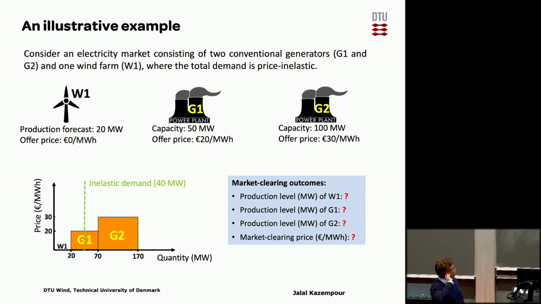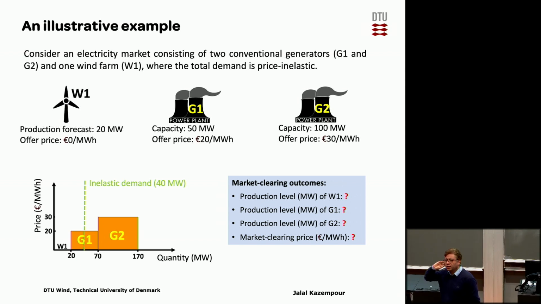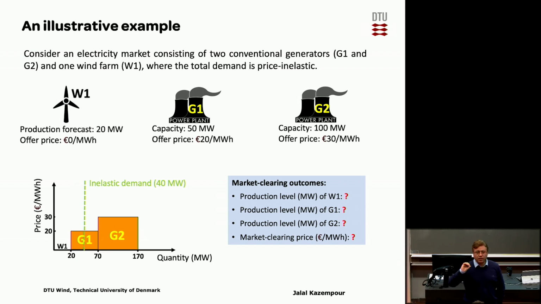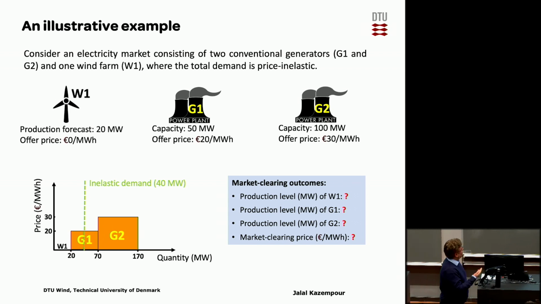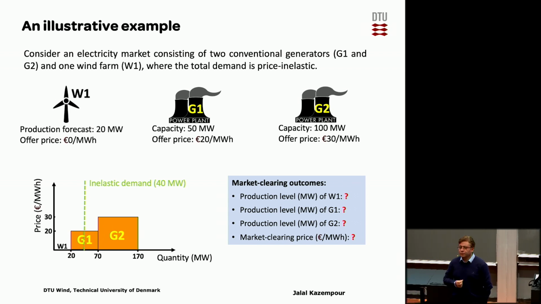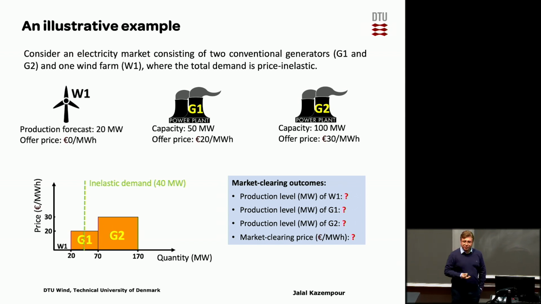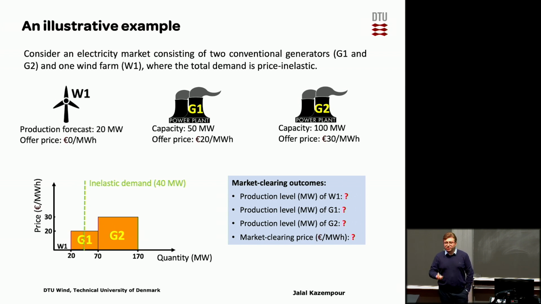So what is the production level of W1? 20, full schedule. For G1, 20, while the capacity is 50. So it's a partial schedule. And production level of G2? 0. What is the market clearing price? 20. Why did you say 20? Because it's equal to the offer price of the last generator, the marginal producer, the last generator dispatched.